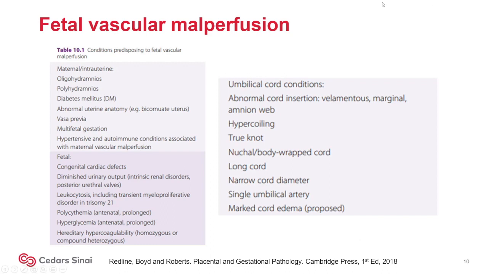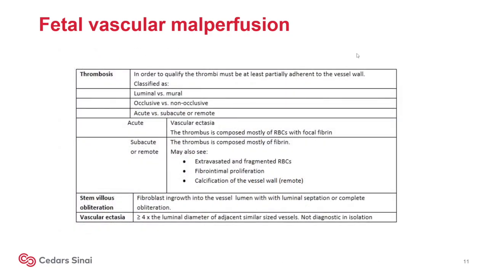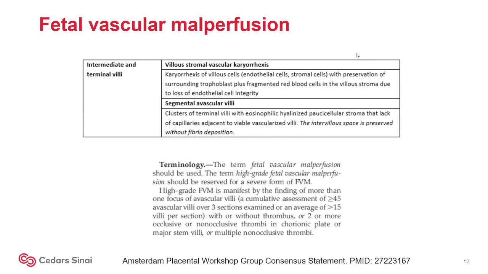And all of these conditions that are listed here can lead to fetal vascular malperfusion, and that's something you should be looking for when grossly examining the umbilical cord. So how do we see thrombosis? There are many subtypes of thrombosis, as you can see in this table. Usually you start with vascular ectasia, and then you move to thrombosis. That can be all of the subtypes, and in more severe cases you go all the way to stem-villus vessel obliteration. And what do we see in the parenchyma?